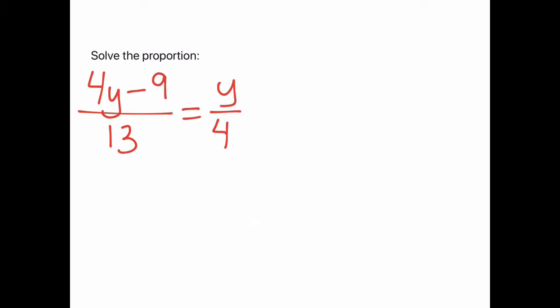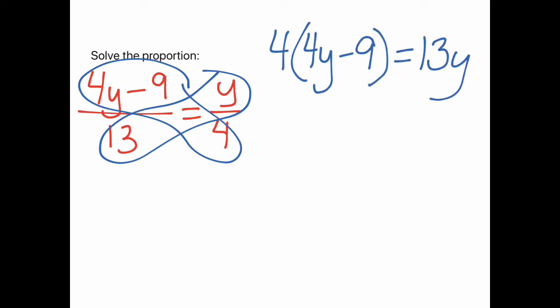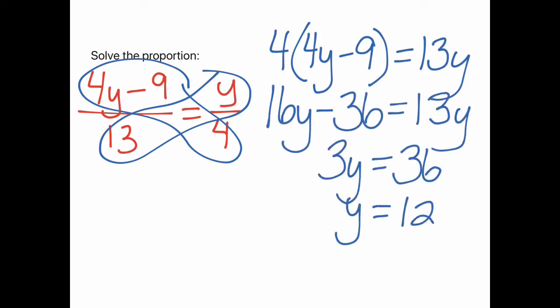Our next question asks us to solve the proportion, so we're going to use the cross product property and multiply across like this and then solve for y. So that's what happens when we multiply across, and now we're going to solve this for y. And when we do, what we get is y equals 12.